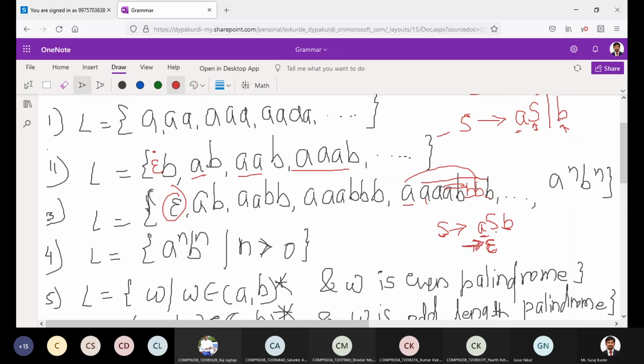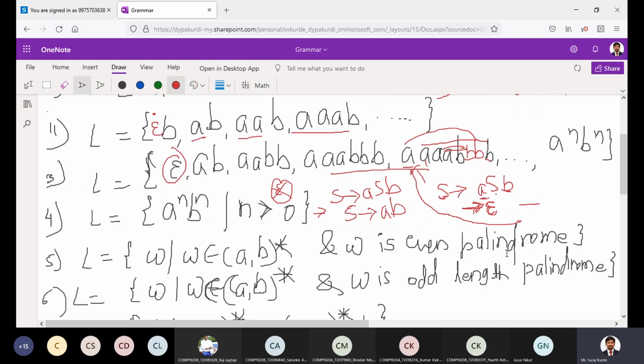So this will be the production rules for the third question. A small change will be there for the fourth because it does not have epsilon. Epsilon is not part of the fourth question. So instead of epsilon, what will it generate? AB. This will produce AB. And the second production is ASB. So this way the production rules will be there.